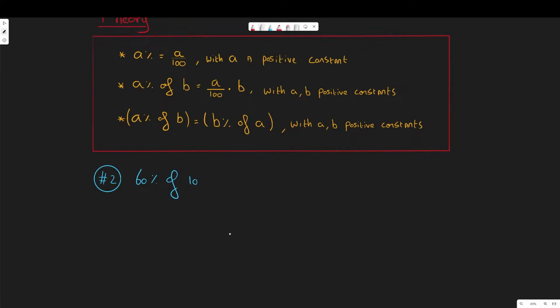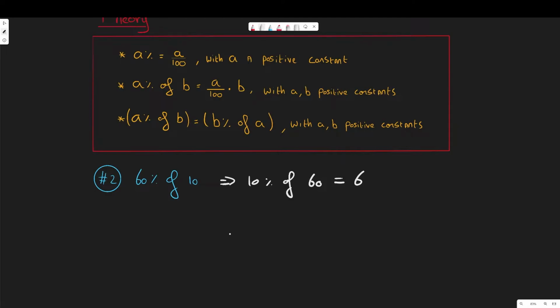But let's convince ourselves that we can say that this is the same as 10% of 60. So 10% of 60 we know is 6. So now let's see if we do 60% of 10, will it also be 6? Well, according to our proof, it must be. So let's see. 60% of 10.